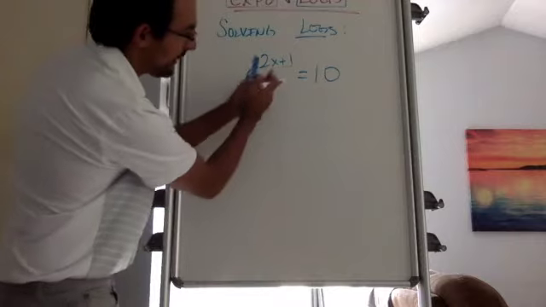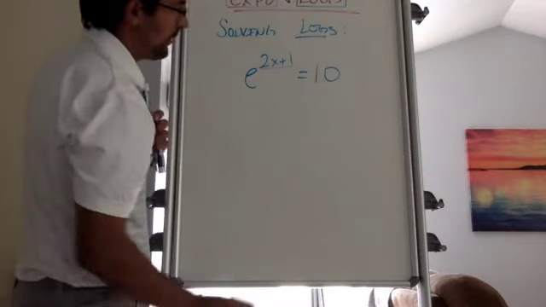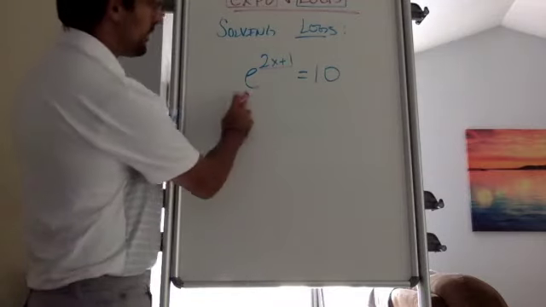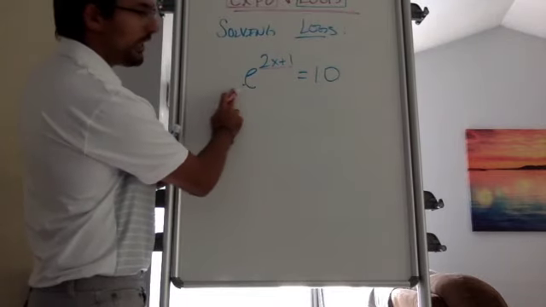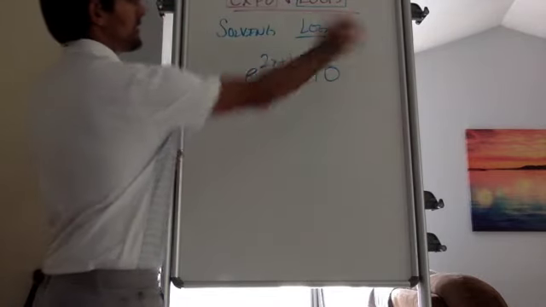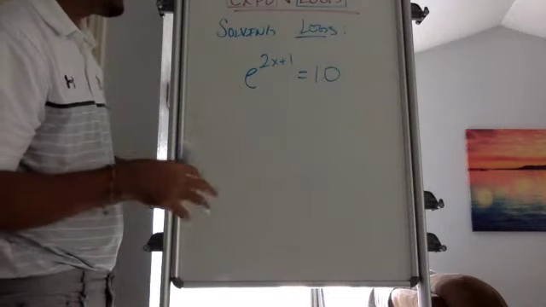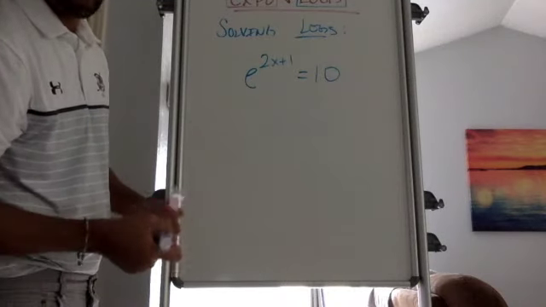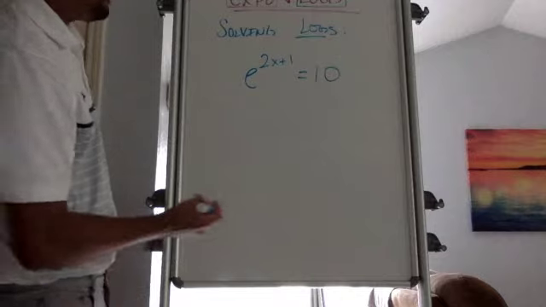So what do I have to do? I have to get rid of everything outside of the exponent. What do I see that's outside of the exponent? Just this e. If there was a multiplication or an addition or subtraction outside of that, then I would get rid of that first. But since e is the only thing there, I want to go ahead and get rid of it. How do I do it?